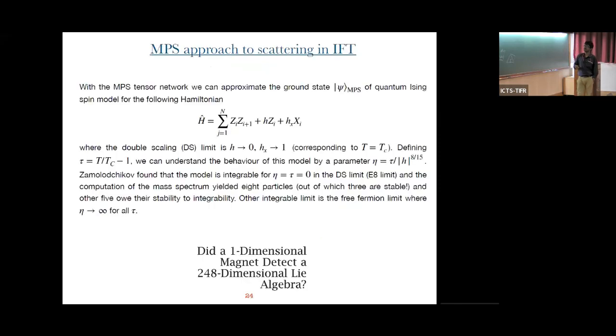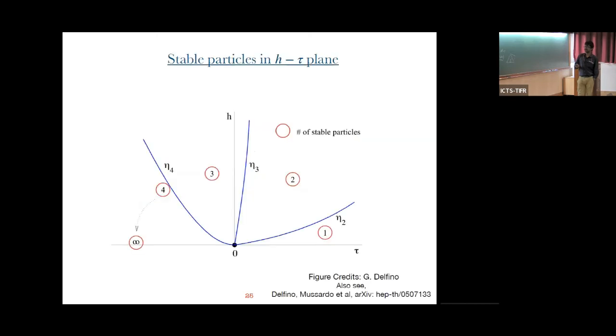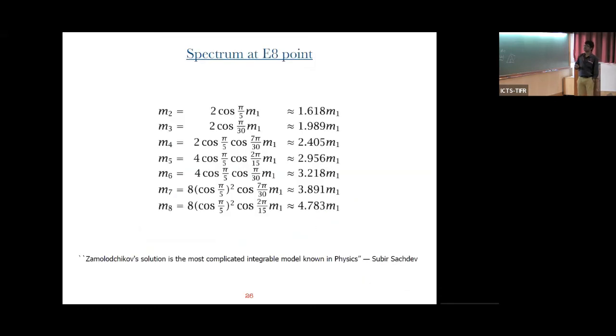Just want to remind you that tau is T over Tc minus 1. So tau equal to 0 is T equal to Tc. So you can go along this direction, go along this direction. This place is the free fermion limit, and close to this is the E8 limit. And there are different numbers of particles as you go along that curve. So what we want to do is study it because it has a rich spectrum, and there's a very famous argument by Subir Sachdev, who says that this is the most complicated integrable model. You can see that it has 8 stable particles, and these are the masses. It's very tricky.